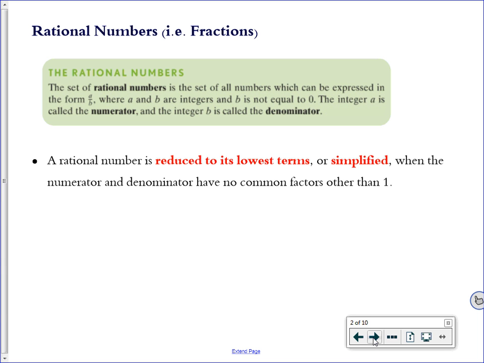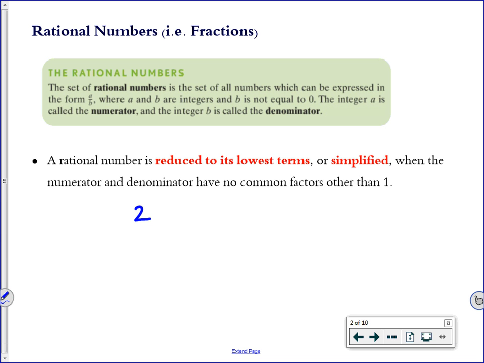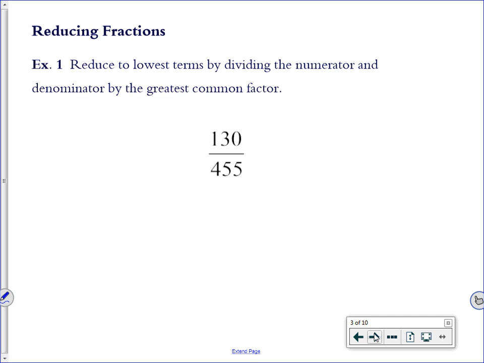A rational number is reduced to its lowest terms when the numerator and denominator have no common factors left other than 1. So a simple example of reducing a fraction would be like if you had 2 over 4, both of those are divisible by 2, so if you reduced it, you would get down to 1/2. And now the 1 and the 2, the numerator and denominator, have no common factors other than 1. So that would be a simple example of reducing or simplifying your fraction.